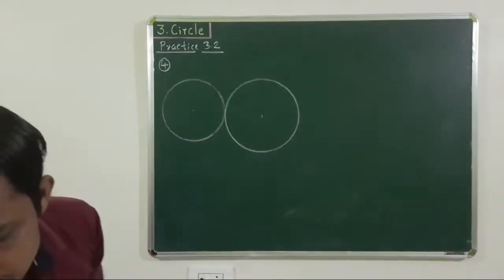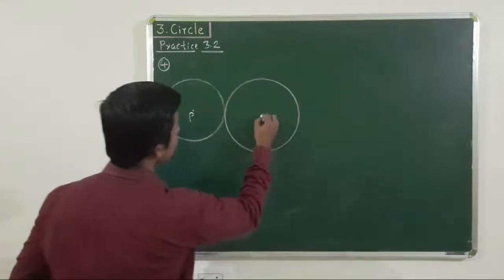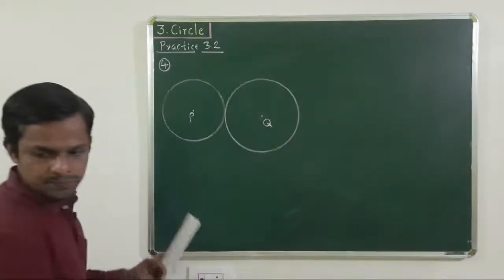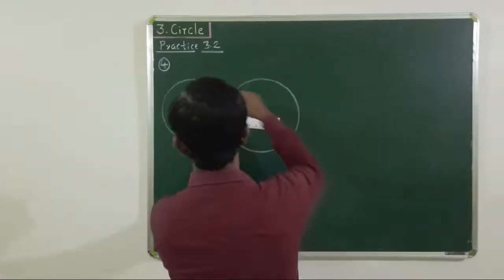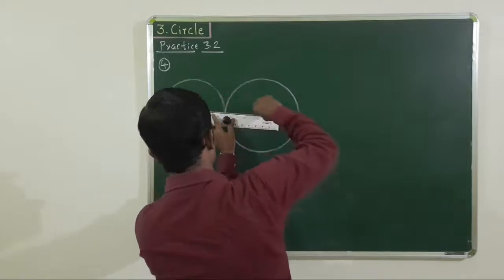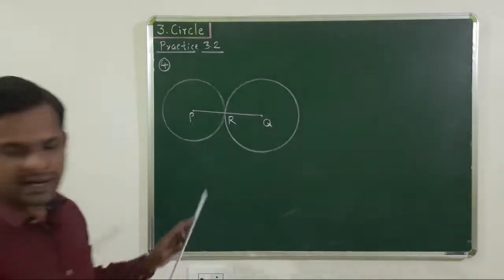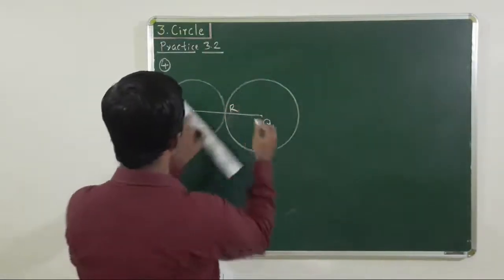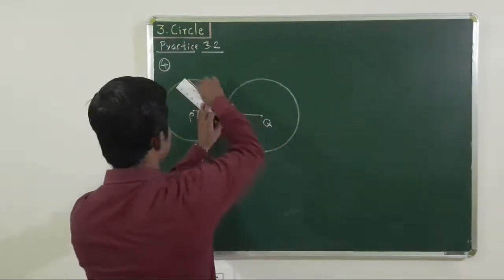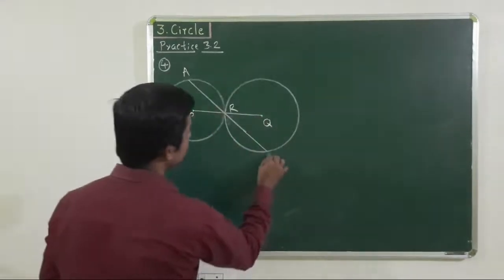There are two externally touching circles with centers P and Q. The center of the first circle is P, the center of the second circle is Q, and point R is the point of contact. A line passing through R meets the first circle at point A and the second circle at point B.